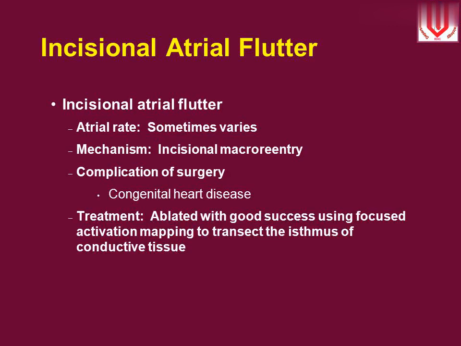Incisional atrial flutter. Atrial rate sometimes varies. Mechanism: incisional macro reentry. Complication of surgery for congenital heart disease. Treatment: ablated with good success using focused activation mapping to transect the isthmus of conductive tissue. The location of the critical isthmus of conduction can vary depending on the location of the scarring. A thorough knowledge of the patient's history of heart surgery is needed. This arrhythmia may be seen with big atriotomy scars like ASD repairs or with CABG surgery, where the RA is incised to go on bypass.